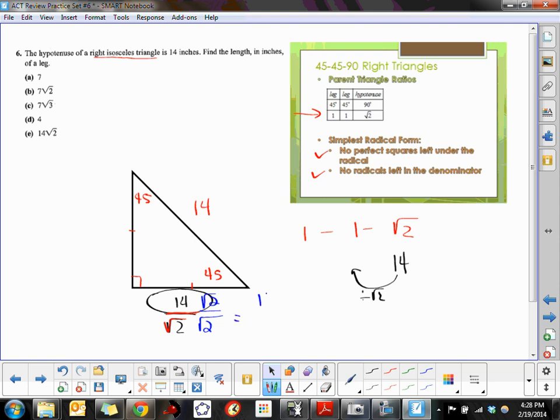On the top, we're going to have 14 times the square root of 2. And on the bottom, we're going to have the square root of 2 times the square root of 2, which can be thought of as the square root of 4. But the square root of 4 is a perfect square factor, and that is just a 2. So it's 14 square root of 2 divided by 2. And now this 2 and 14 have a common factor. Well, 2 will go into 14 7 times, so it is 7 times the square root of 2. So this leg and the other leg are 7 square root of 2.